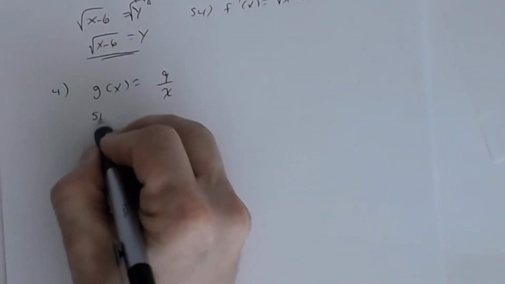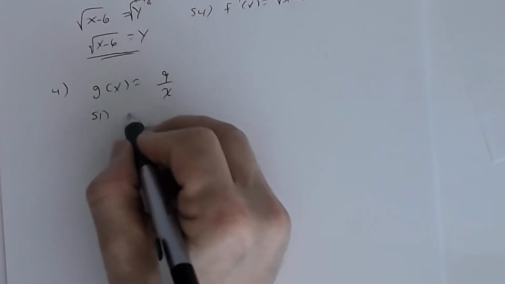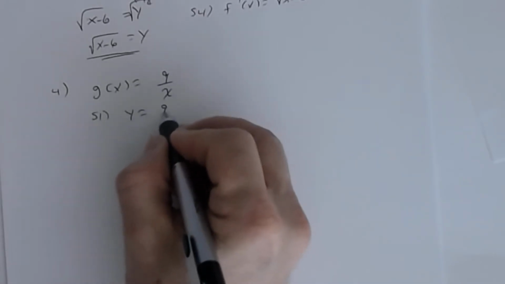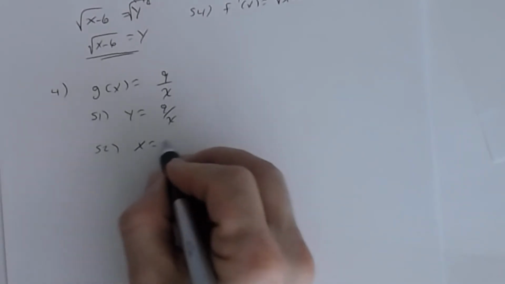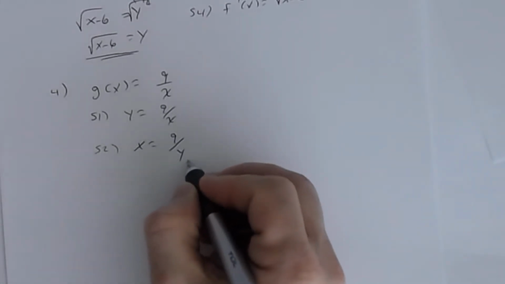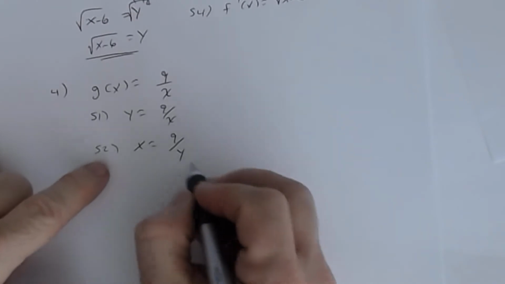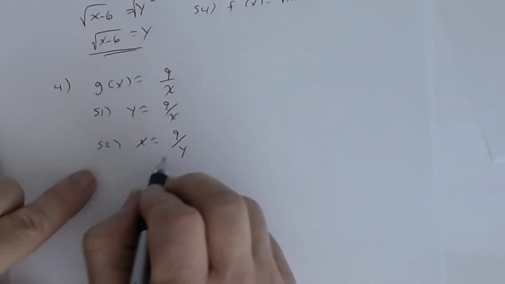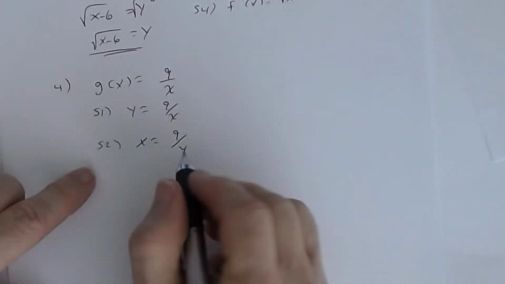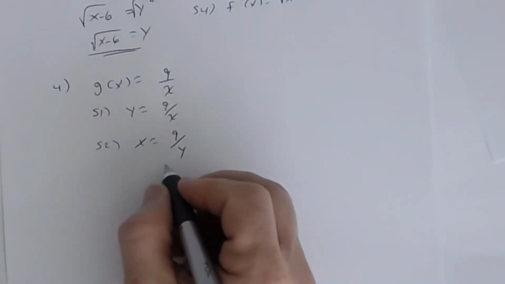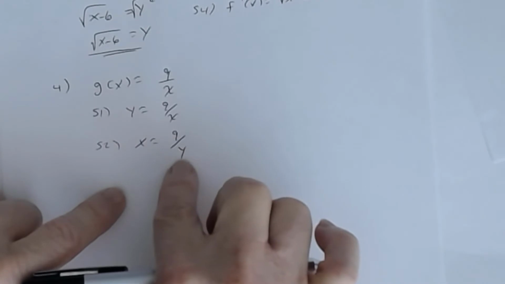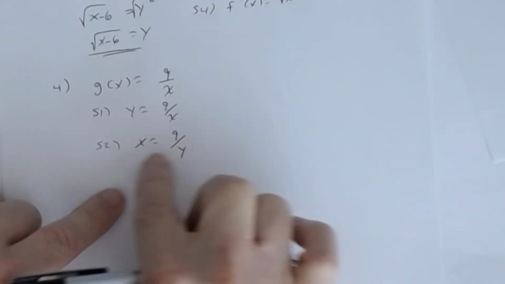So step 1, replace g of x with y. So y equals 9 divided by x. Step 2, interchange the coordinates. x equals 9 divided by y. And then now all you do is get y by itself. All right, so remember you have a fraction here, right? So the LCD is y. So to get y by itself, since the denominator is y, you're going to multiply both sides by y.